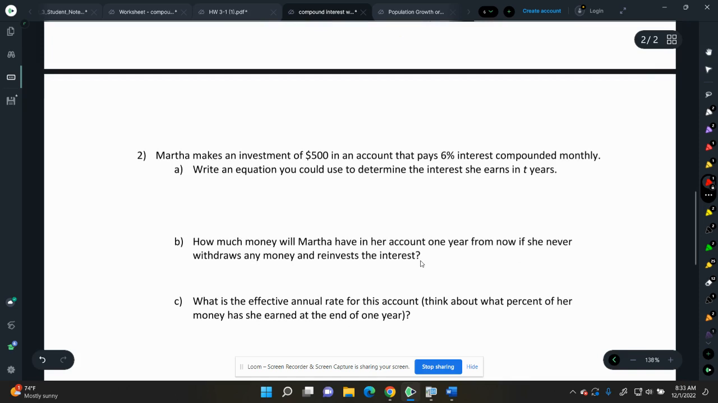Okay, let's see. 2A, we've got P equals 500 times (1 plus 0.06 divided by 12) to the power of 12t. And they were just asking for the formula or the equation. Okay? Because it's compounded monthly.